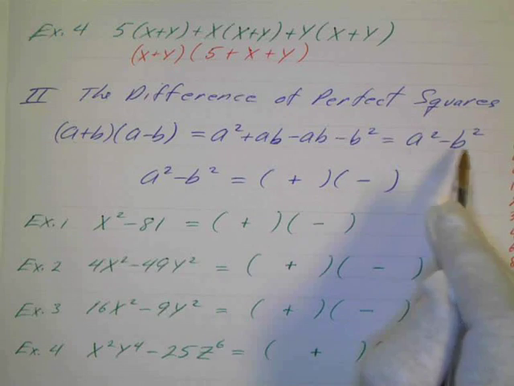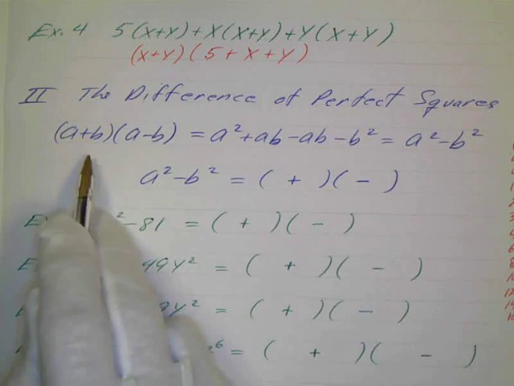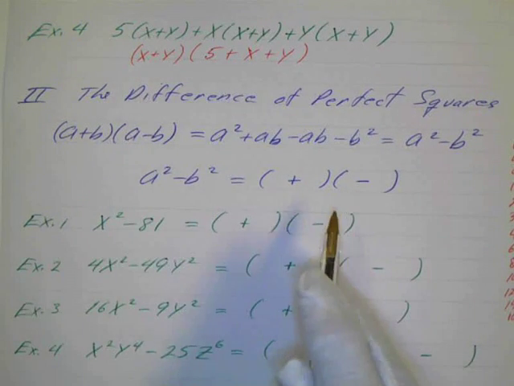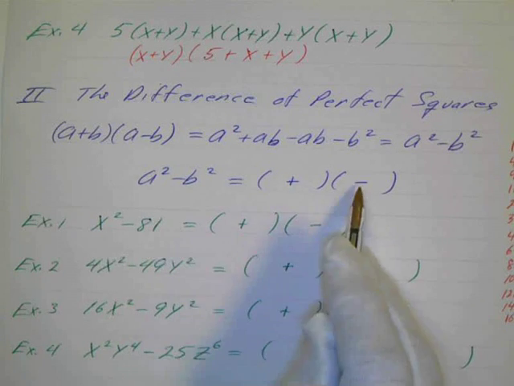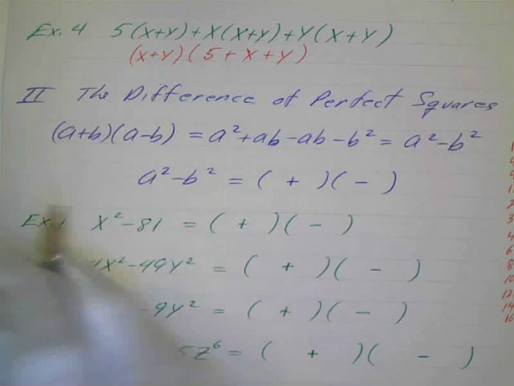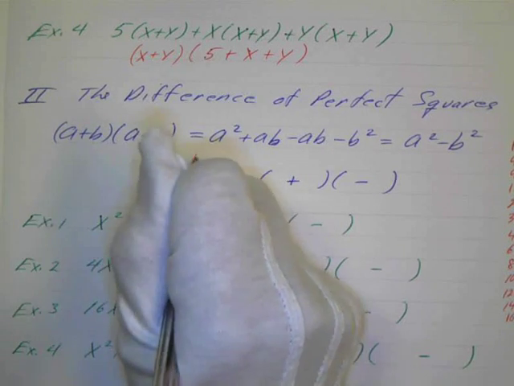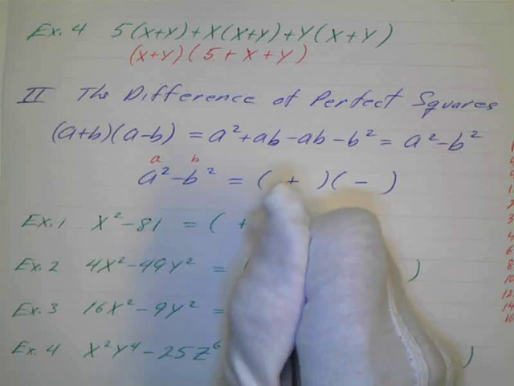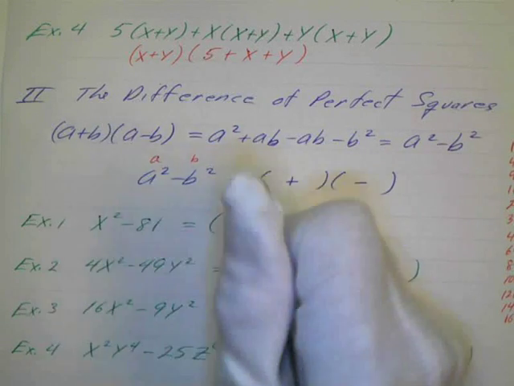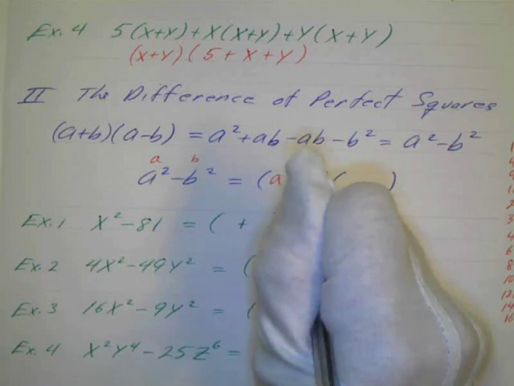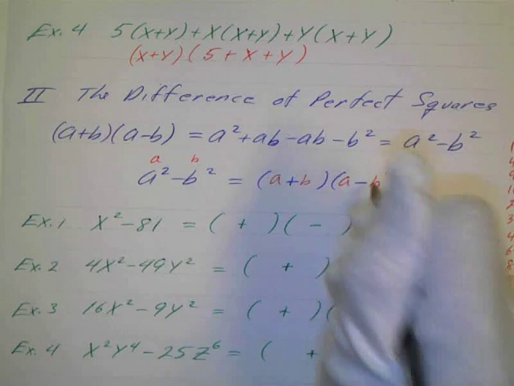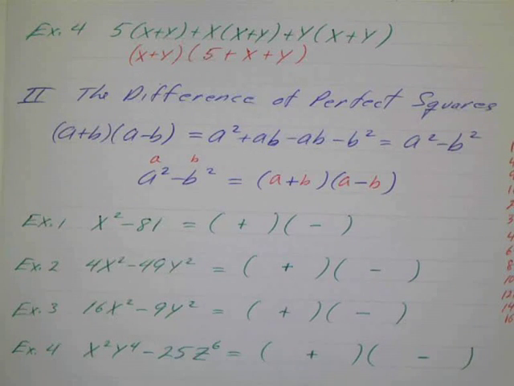So in reality, we know that if we have a squared minus b squared, it factors to be the product of the sum and difference of the square roots. In other words, what's the square root of a squared? It's a. What's the square root of b squared? That's b. And this is going to factor to be just the sum and the difference of these square roots: a plus b times a minus b. And that's pretty much how you deal with these.